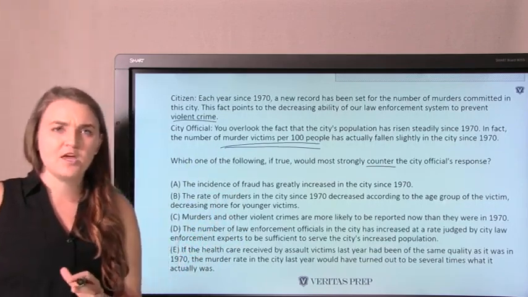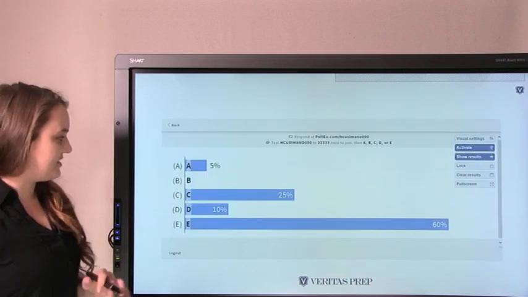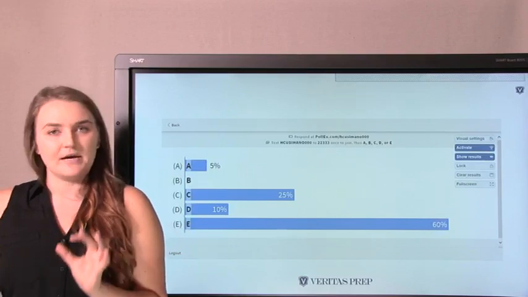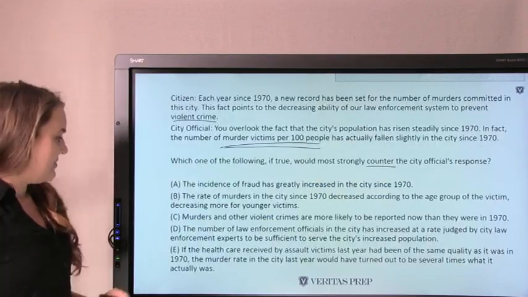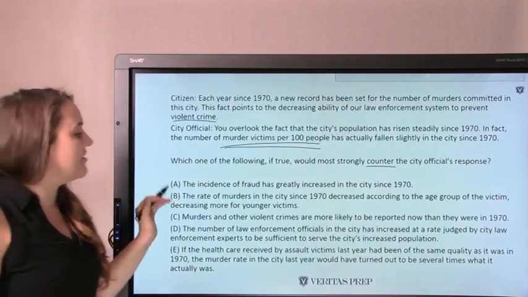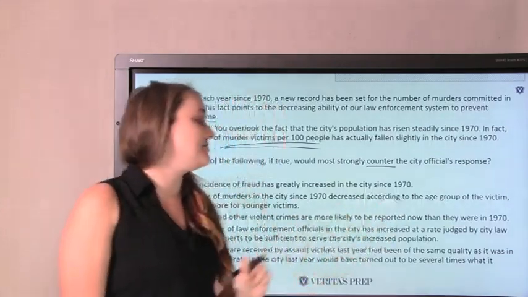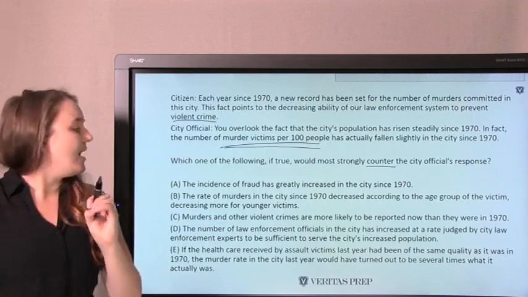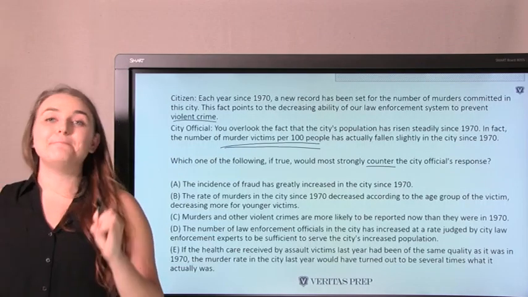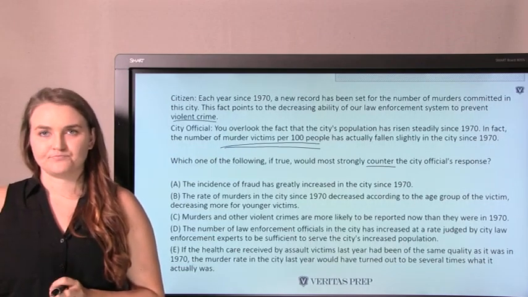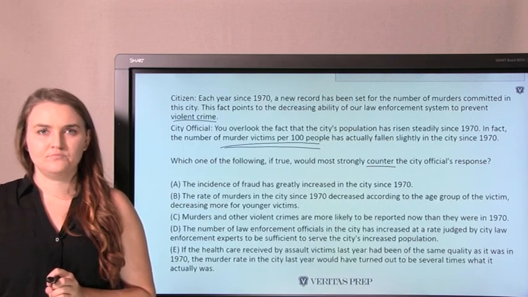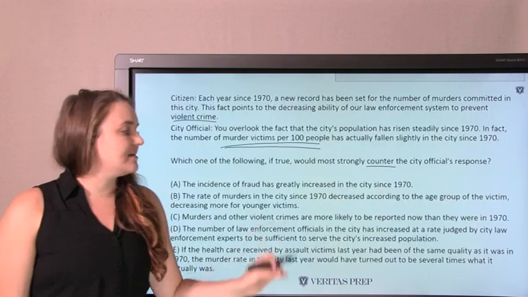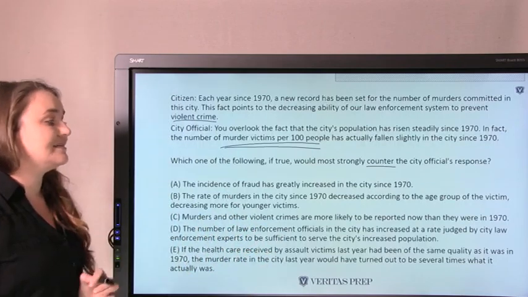So let's talk about it. As we move through our answer choices, we had several folks linger on answer choice C, so I want to start there. Answer choice C tells us murders and other violent crimes are more likely to be reported now than they were in 1970. In what way does answer choice C impact our argument? Murders and other violent crimes are more likely to be reported now than they were in 1970.